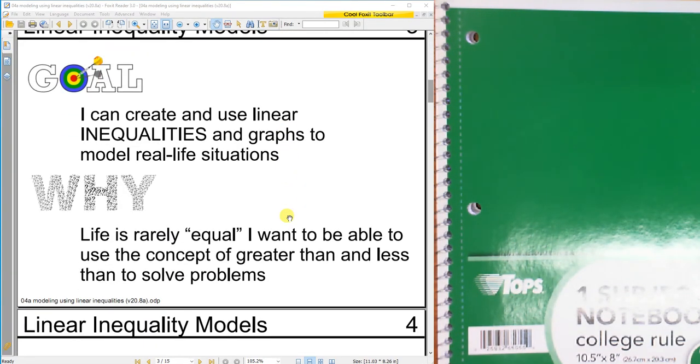My goal: I can create and use linear inequalities and graphs to model real-life situations. Why? Life is rarely equal. I want to be able to use the concept of greater than and less than to solve problems.